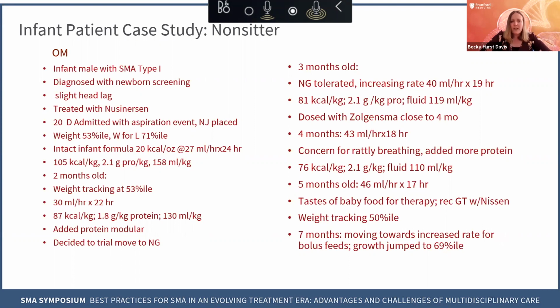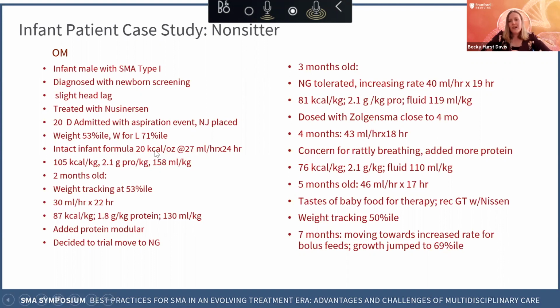He was growing weight on the 53rd percentile, weight for length on the 71st percentile, looking pretty adequately fed, fluffy enough for a dietitian. He's on an intact formula, about 20 kcals per ounce at 27 mils per hour over a continuous feed. I won't go too much into the calories except to note some historical differences.